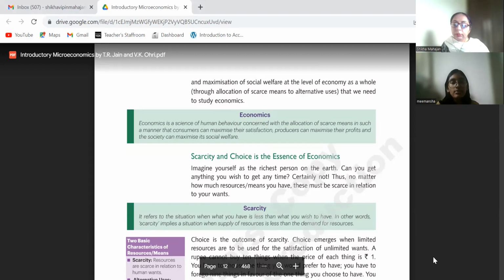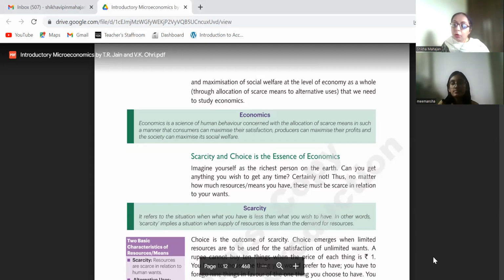Economics is a science of human behavior concerned with the allocation of scarce means in such a manner that consumers can maximize their satisfaction, producers can maximize their profits, and the society can maximize its social welfare. So here we have taken into account all the needs. We're talking about consumers, producers, and society, right?